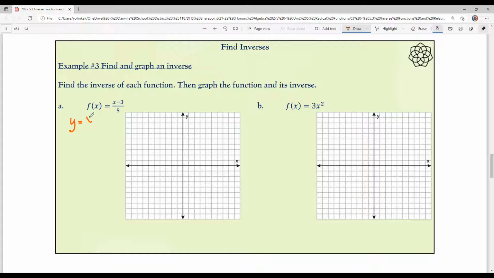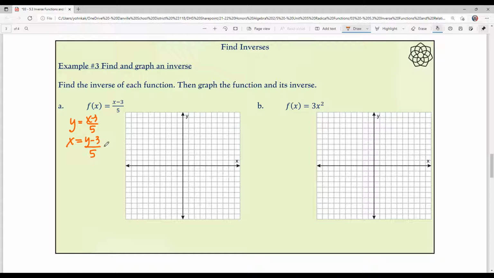So y equals x minus 3 over 5. So that's step one. Step two is to switch the x and the y. That's because if they're inverses, the domain and range can be swapped. So x equals y minus 3 over 5. Then step three is to solve for y.